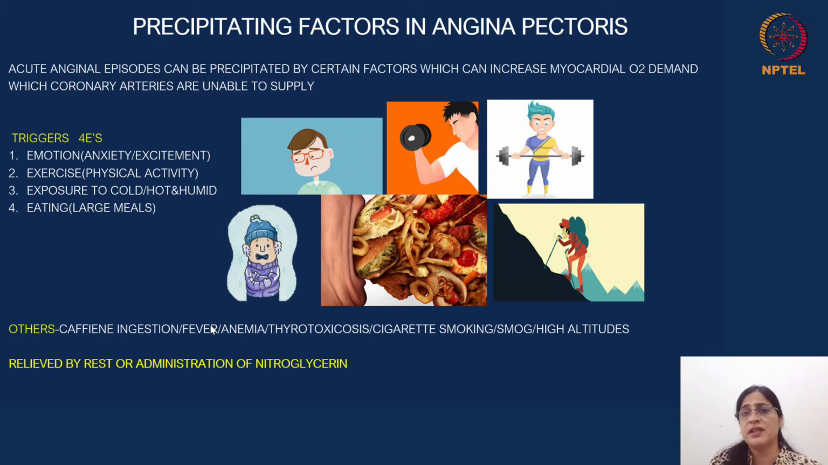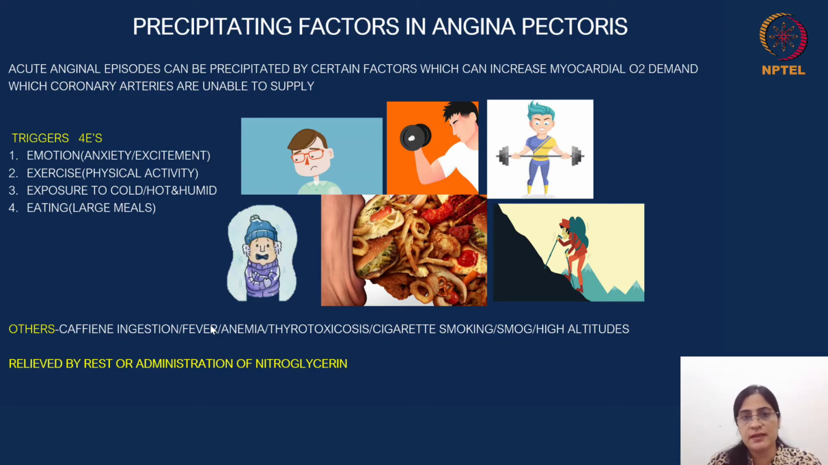So what are the factors which lead to angina pectoris? It can be precipitated by 4 E's, we call them the triggers. The 4 E's include emotion, by which we mean anxiety or excitement; exercise, that is physical activity; exposure to cold or hot and humid climate; and eating, basically a large meal.